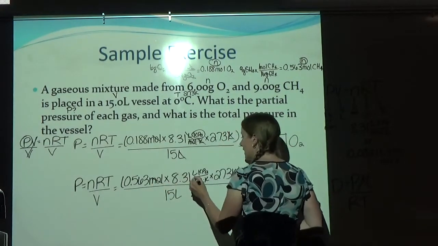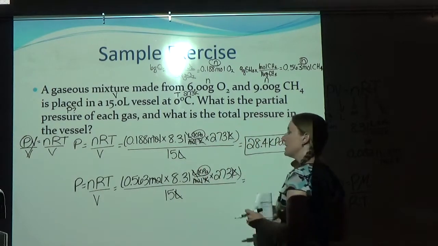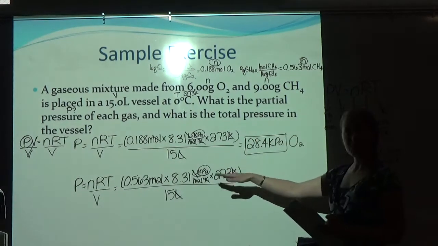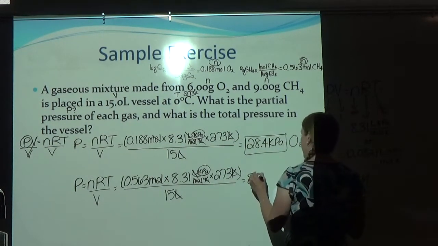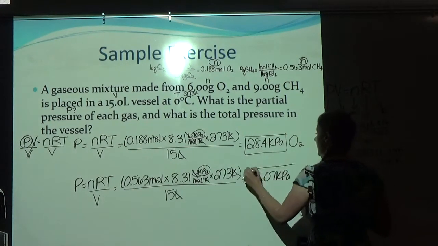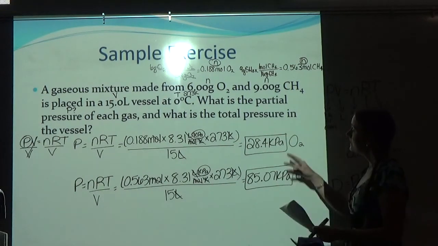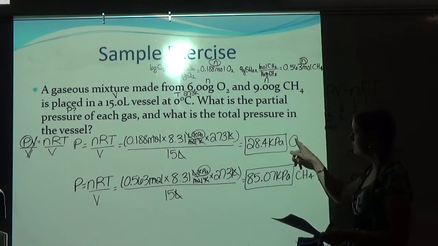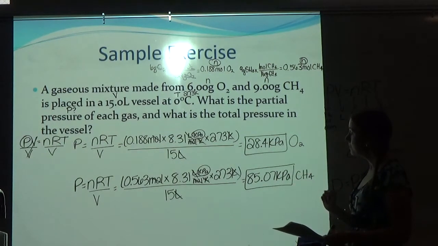So my moles cancel, my Kelvin cancels, my liters cancel. I was left with kilopascals again. So I multiply the top divided by the bottom. And for that one, I ended up getting 85.07 kilopascals. And this was for the methane. All right, now I have the partial pressures of each. So for oxygen, it was 28.4 kilopascals. For methane, it was 85.07.